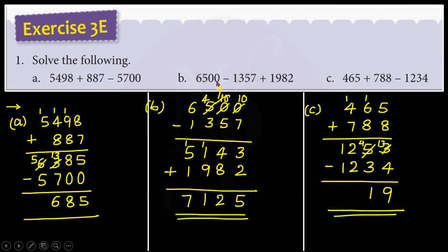In B, what we did, we subtracted the second number from the first number. We got a difference, and to this difference we added the third number because we have a plus sign here. So wherever there is a minus sign you need to subtract, and wherever there is a plus sign you need to add. So I hope you understood the solutions of these problems here, and if you get any such problem you should be able to solve.